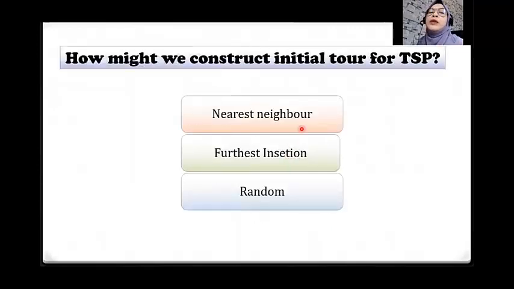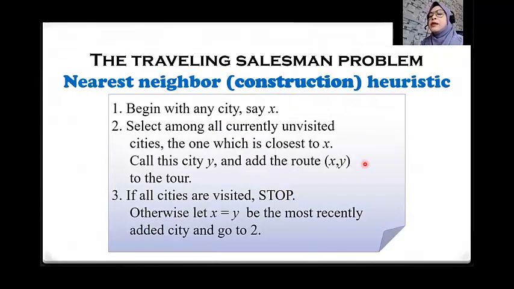So how might we construct an initial tour for the TSP problem? There are some constructive heuristics to construct an initial tour for the TSP. One is the nearest neighbor heuristic, second is furthest insertion, and third is random constructive. Let's have a look at the nearest neighbor constructive heuristic.